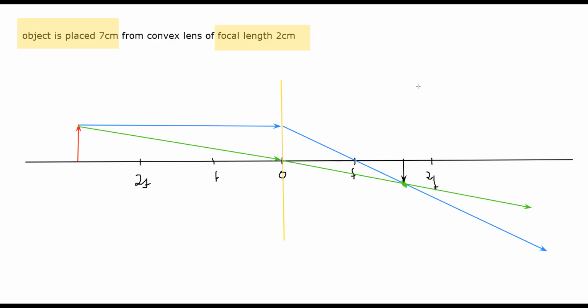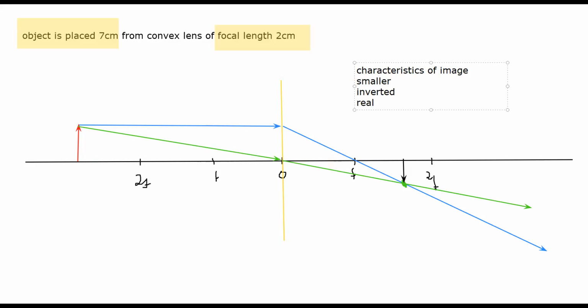So what are the characteristics of this image? Can you state 3 characteristics of this image? Smaller. Upside down. Yes, it is smaller than the object, and it is inverted or upside down. What's the third characteristic? The third characteristic, it is real as well.